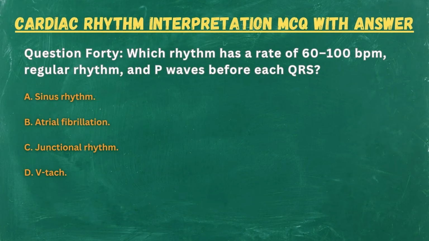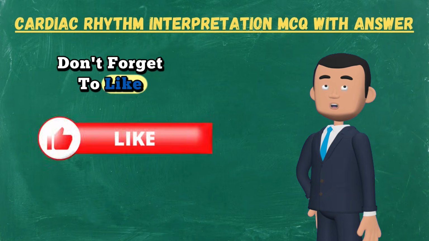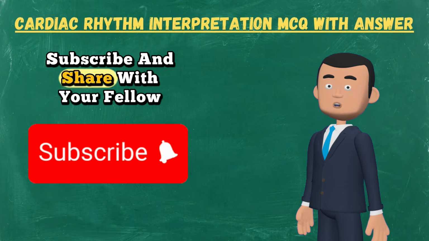Question 40. Which rhythm has a rate of 60 to 100 BPM, regular rhythm, and P waves before each QRS? A. Sinus rhythm. B. Atrial fibrillation. C. Junctional rhythm. D. V-Tach. Answer: A. Sinus rhythm.